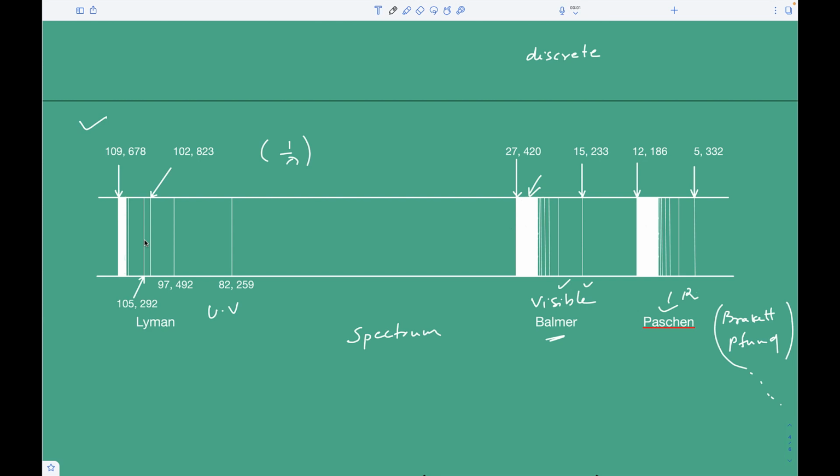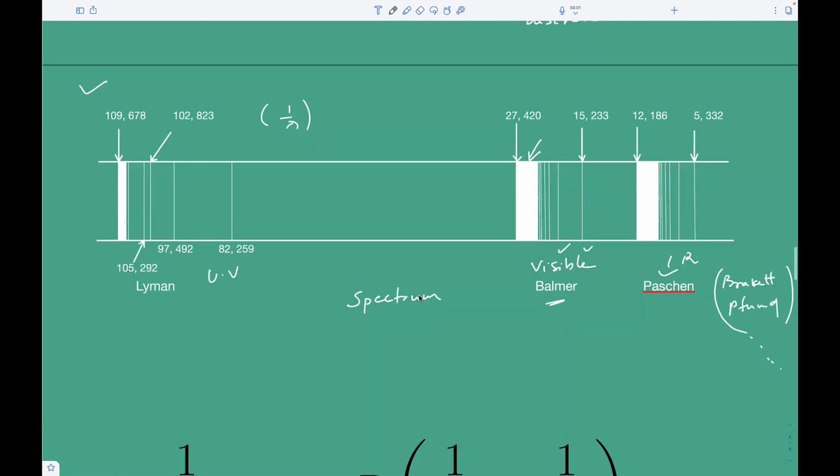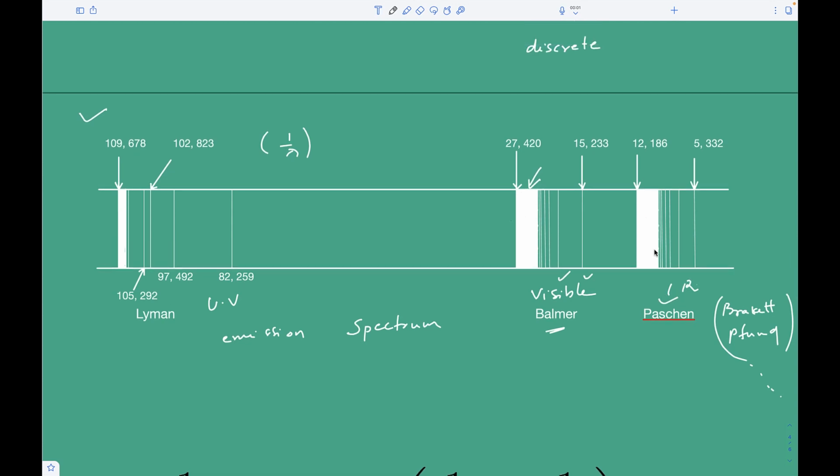And because these are the wavelengths of electromagnetic waves emitted by a substance, it is called an emission spectrum. And because in this spectrum we have separate discrete lines, it is called a line spectrum. So this is the emission line spectrum of what?